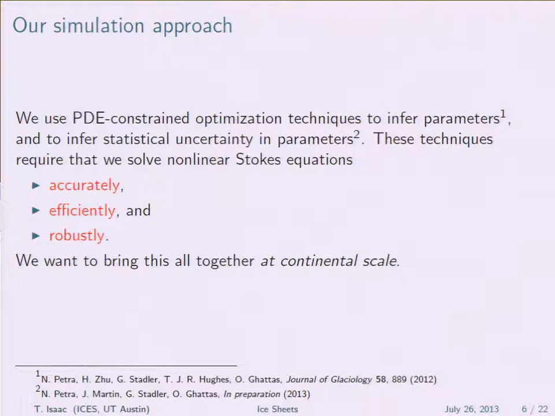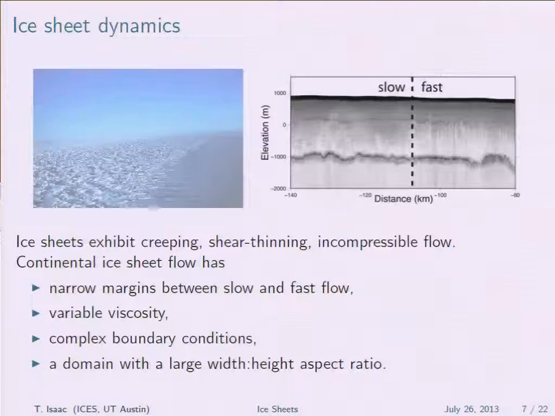Okay, so we're going to use the tools of PDE constrained optimization to do statistical and deterministic inversion. And for these values that we get out to make sense, we need to solve those nonlinear Stokes equations that were in the parameter to observable map. We want to do it accurately, efficiently, and robustly because we're going to have to do it many, many, many, many times for many different possible parameters. So we want to do this not just for toy problems, but for the full Antarctic ice sheet. So this is quite a large problem.